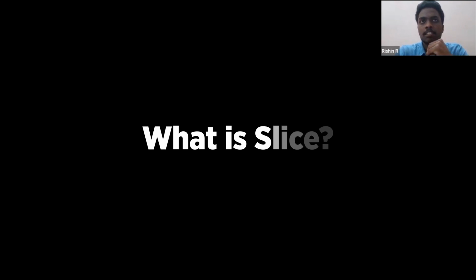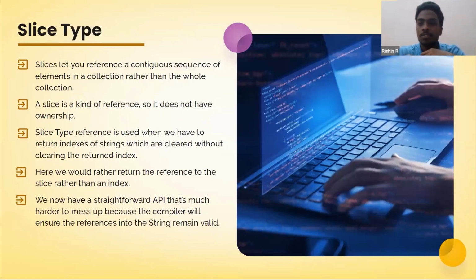So what is a slice? A slice of cake or a slice of anything is basically a subpart of something whole, right? Slices are a reference to a contiguous sequence of elements in a collection rather than the whole collection. It is basically a substring or a subarray, something which is a sub-part of the whole.